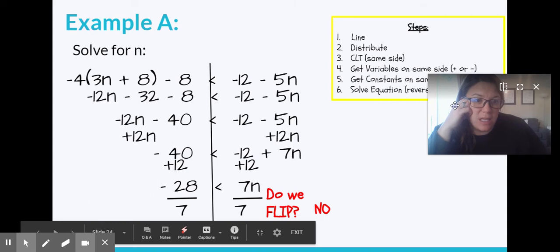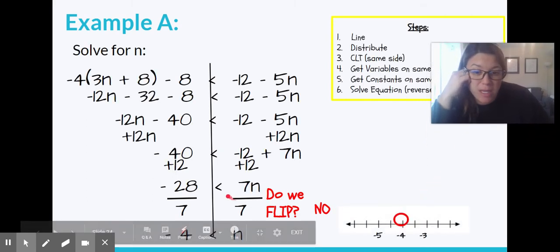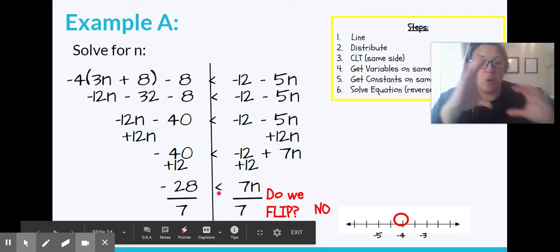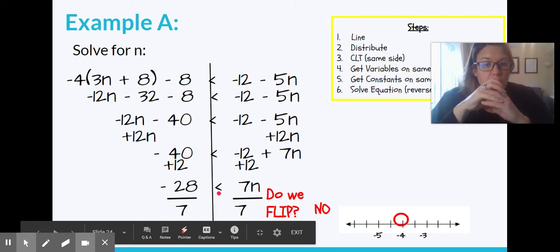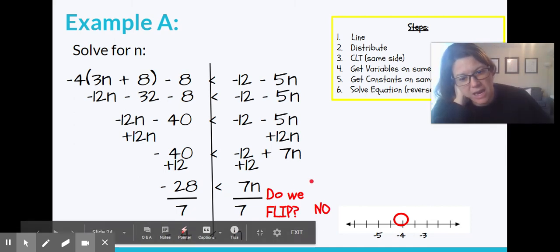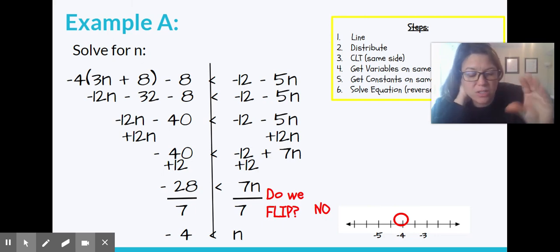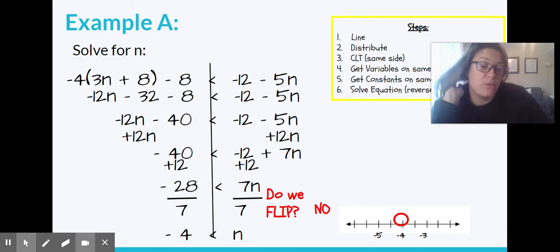So let's graph this thing. I'm going to have an open circle because it's not equal to -4. It's shielding out the -4. It's not included as a solution. And I need all the numbers that are greater than. See how the n is being eaten by the alligator mouth? The n is the bigger side. Doesn't matter which side it's on. It matters if it's the greater side or the smaller side. That determines the direction of our arrow. So for this one, we're going to the right.